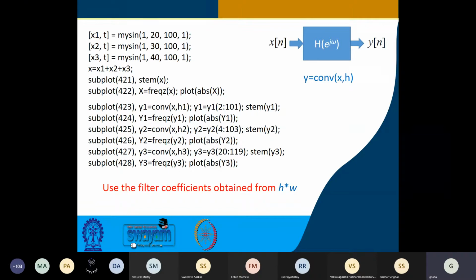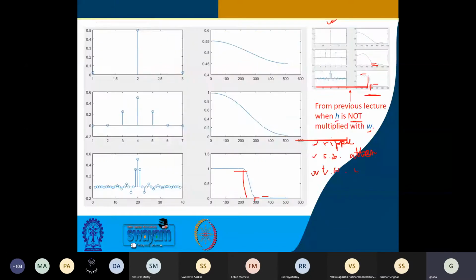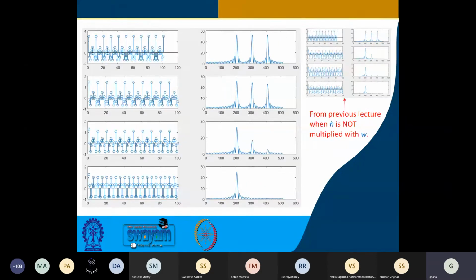Now, we would like to see the performance of these filters for a composite signal having 20 Hz, 30 Hz, 40 Hz components, and then we pass it through the filter and see its effect. So whatever we have designed here, pi by 2, 25 Hertz. We would like to pass this composite signal through this modified filter.